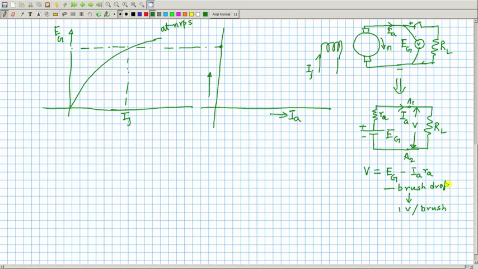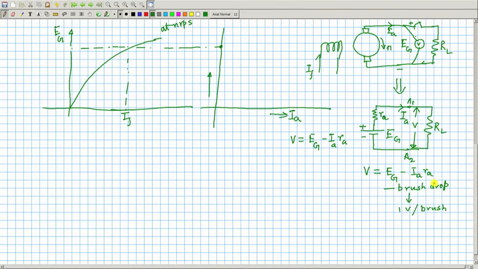So, for our understanding, we can neglect that also. Okay. So, if brush drop can be neglected, the simple equation, from the circuit point of view, will be EG minus IARA. This will be the drop, minus the small brush drop. IARA drop is also small.